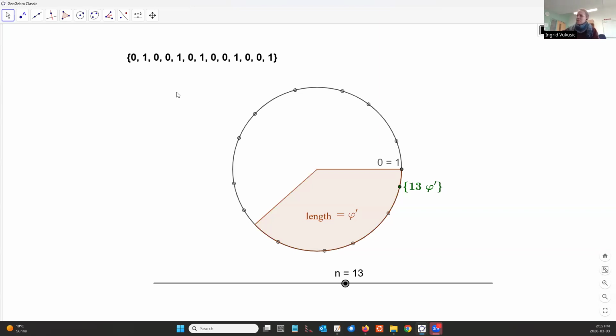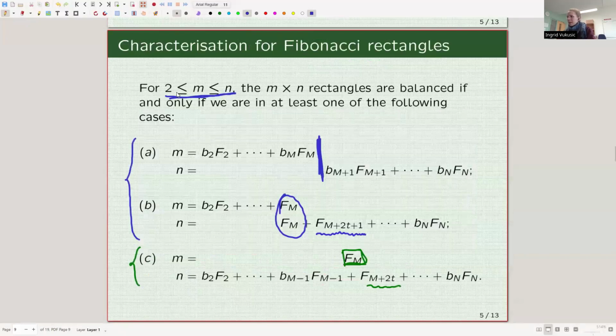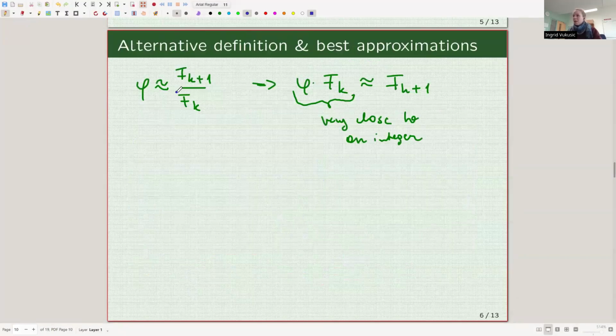And this definition here with the rational rotations is the one that we're going to use because it's more handy, and also because it directly generalizes to Sturmian words, where you just change the angle to something else and not the golden ratio or minus the golden ratio. Okay. So let me write down this new definition.